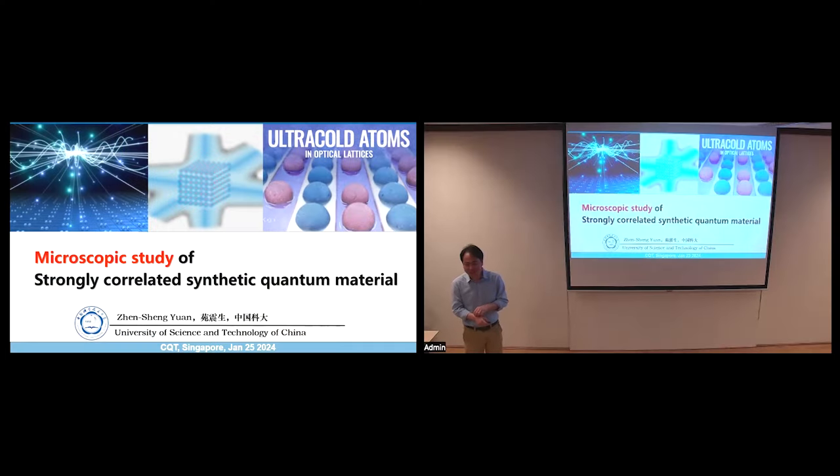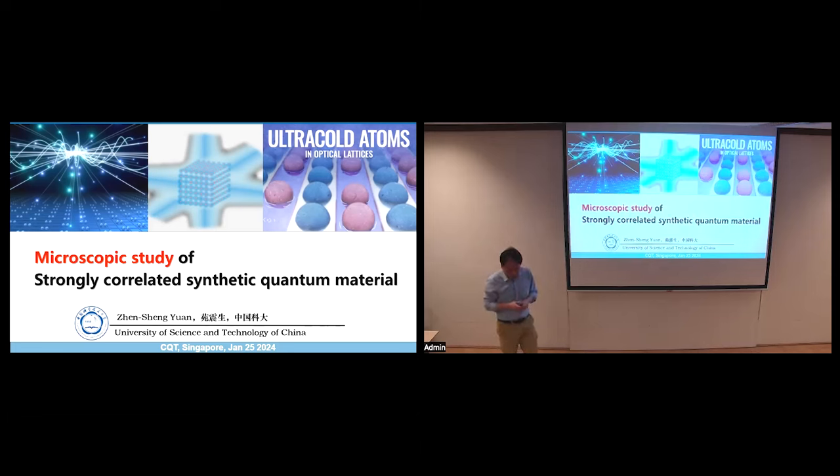So it's my first time in Singapore, at CQT. And this morning I visited Professor Huan Qian Luo's lab. It's really impressive. So I came here, I looked around, and somehow I get a very similar feeling to being in a big city in South China. Also around here, lots of students speaking Chinese, just like at home.